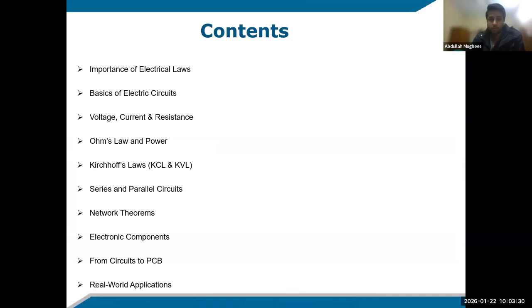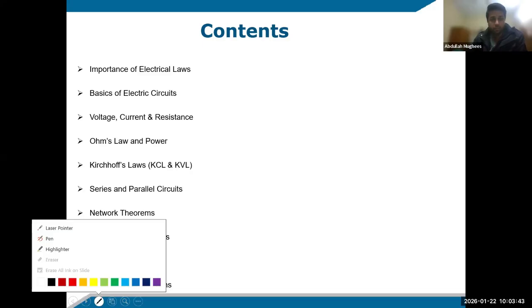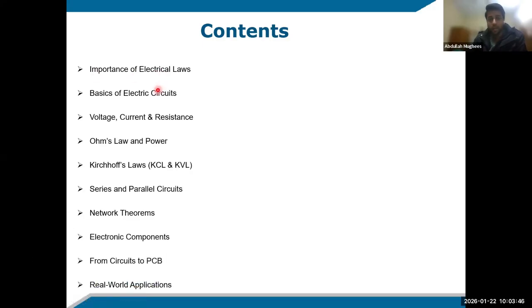We're going to understand some of the basic concepts that it has and how it is governing our today's world. Okay, so we will be looking initially at the importance of these electrical laws and how the basic electrical circuits are governing everything. We'll see some of the major terminologies like voltages, currents, resistance, Ohm's law, power, Kirchhoff's law, stuff like that. And we'll be seeing some of the extra theory like series and parallel circuit combinations.